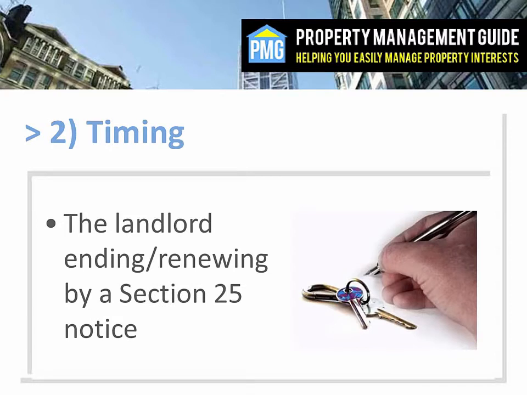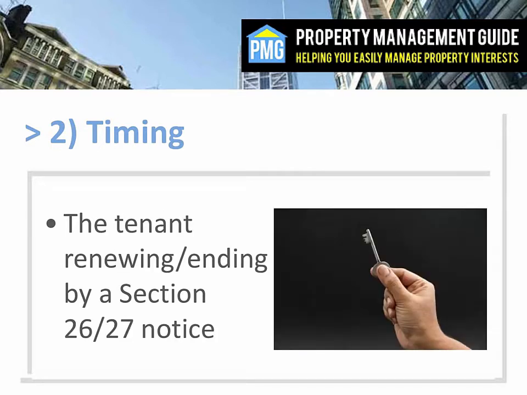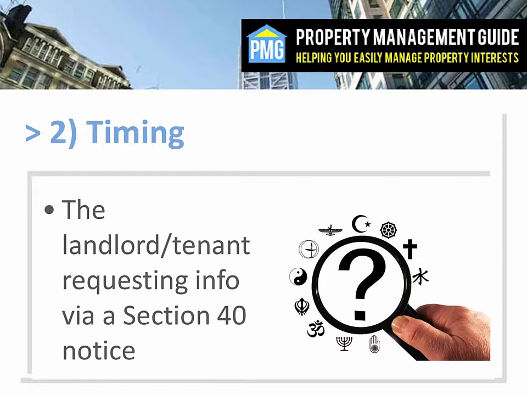Secondly, consider the timescales that parties have regarding this legal protection. Up to 12 months before the current lease end, the landlord can request to renew or refuse a new lease by a Section 25 notice, or a tenant can request a new one through a Section 26 notice. Or, if a tenant wishes to simply end the extended lease, they can serve a Section 27 notice with 3 months' notice. Plus, either party can request information from the other through a Section 40 notice.